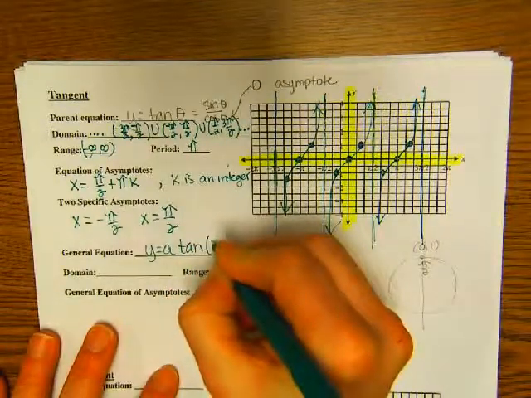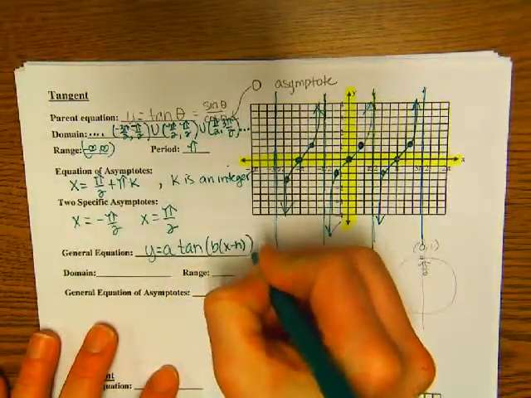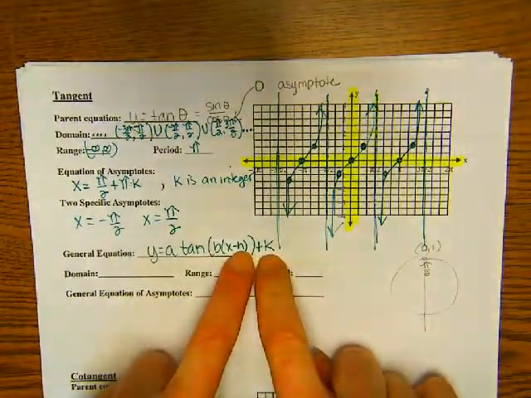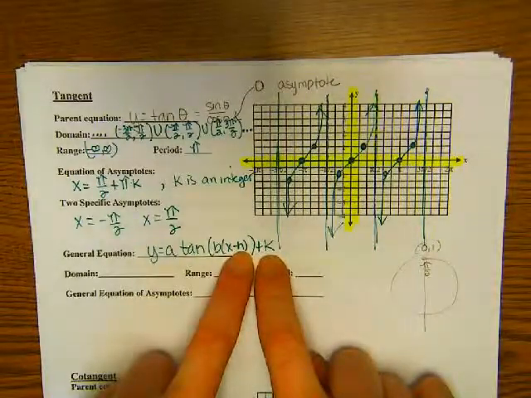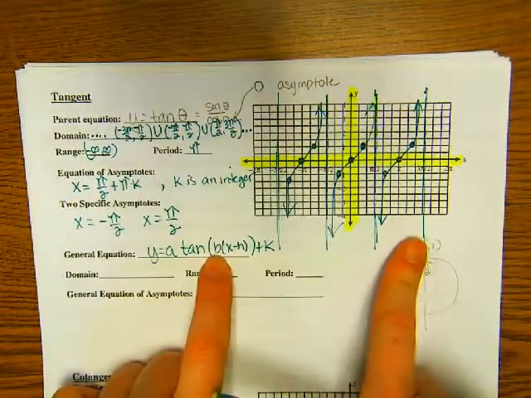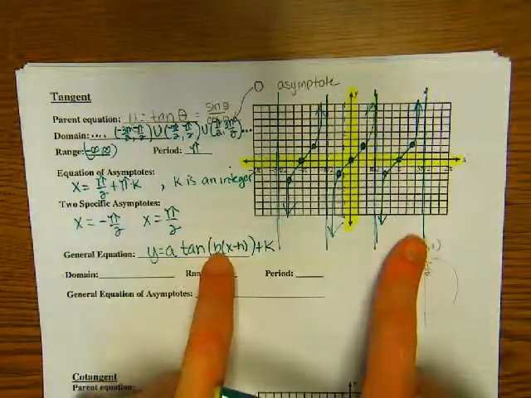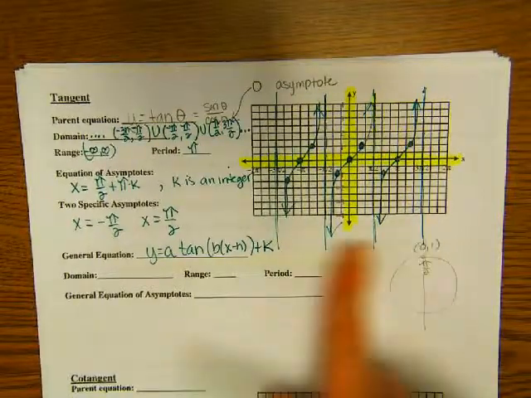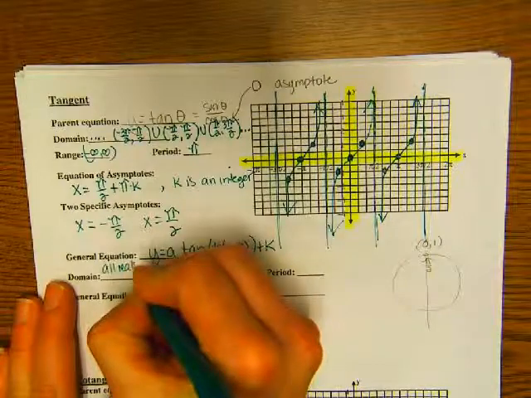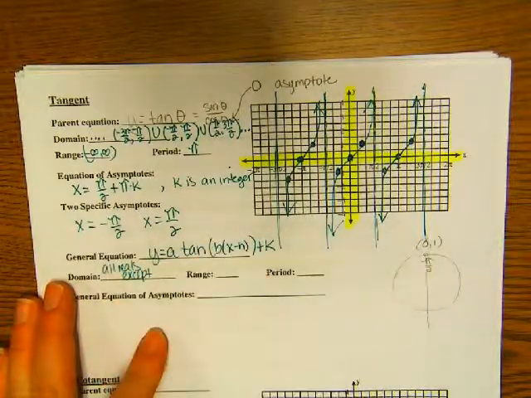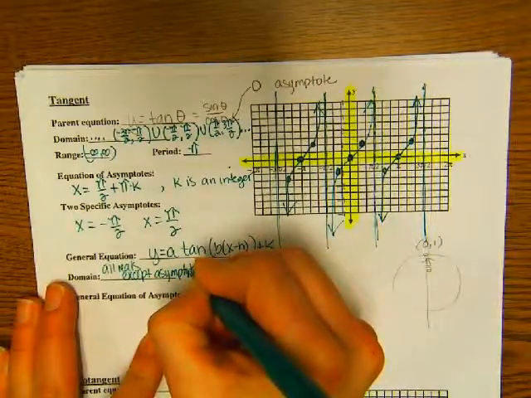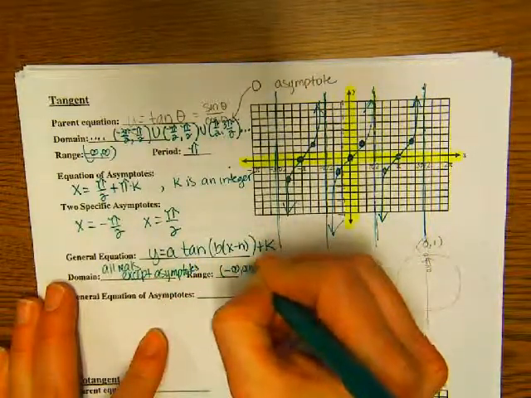In general, sometimes you might see this equation, y equals a tangent b x minus h plus k. To be honest, guys, I won't give you a ton of horizontal shifts and vertical shifts. I'll give you a, which just stretches those points, and b, which changes the asymptote. So I'm not going to really address the domain here except to say all reals except asymptotes, because it's going to depend on what the new asymptotes are.